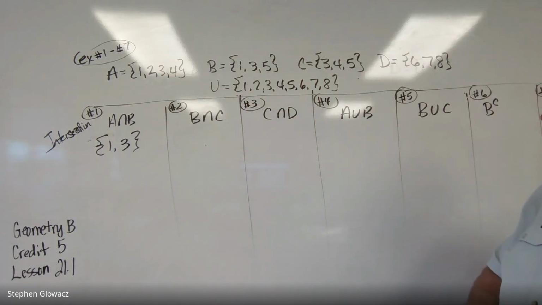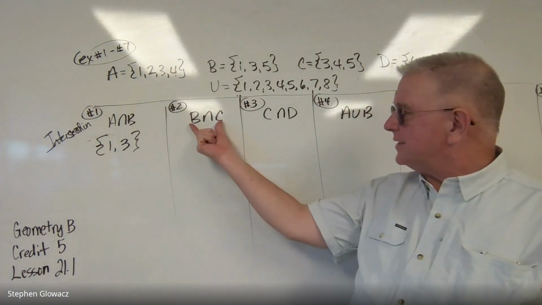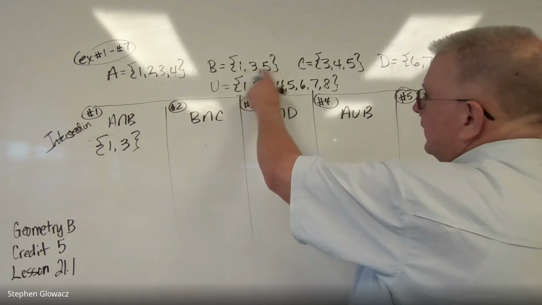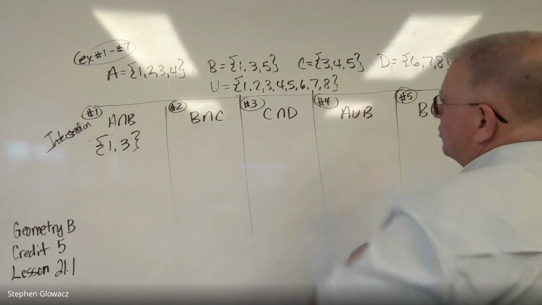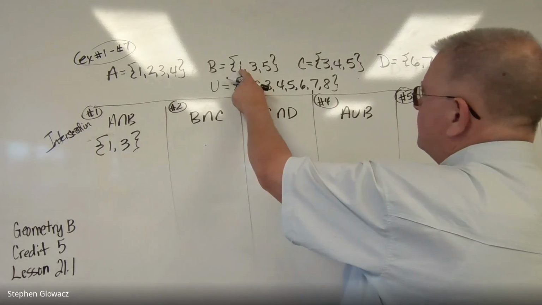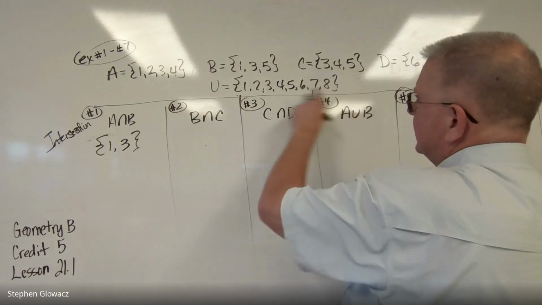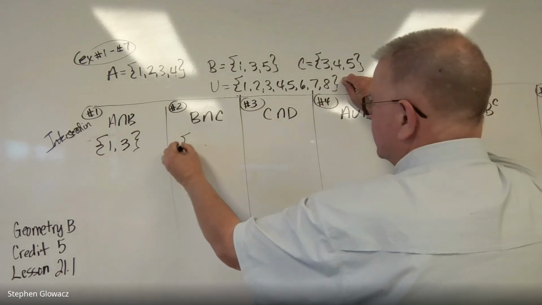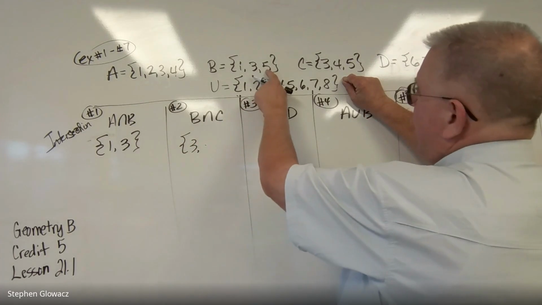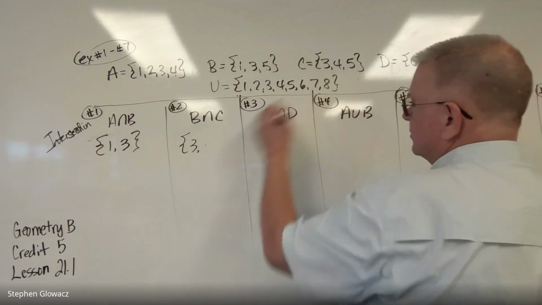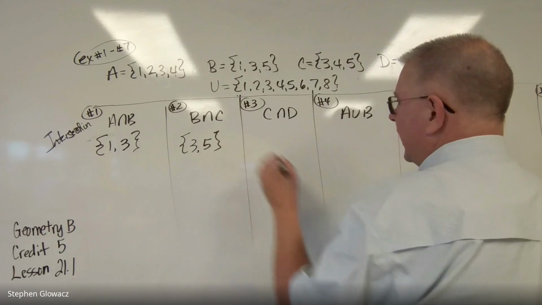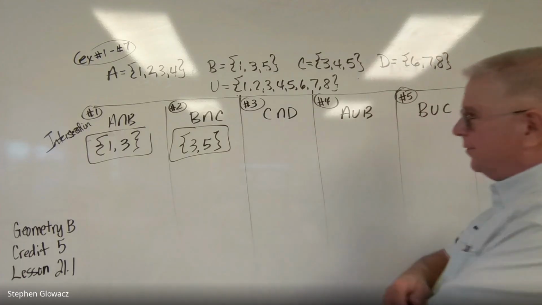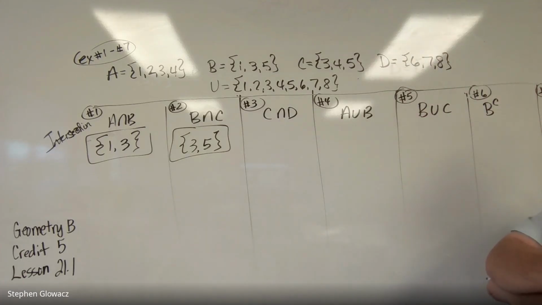All right, let's do another intersection problem. This time it's B intersected C. Let's go through the elements of B and see which ones are also in C. So 1, nope, no 1 over here in C. 3, yes, 3 is in C, so we'll include that. And what about 5? Yes, 5, because 5 is in both sets. And that's it. So our answer there is 3 and 5. And that's all the work you have to do. All right.